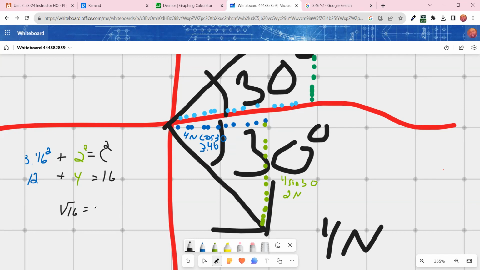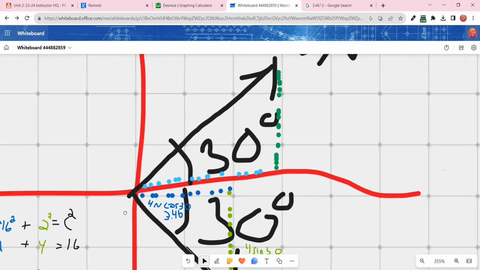is 4. This x plus my y, when I add them up with the Pythagorean theorem, gives me this guy right here. A squared plus B squared equals C squared. Okay. So I have a 4 Newton force acting at a 30-degree angle below the axis. That means that it's 3.46 pushing to the right and 2 pushing down.